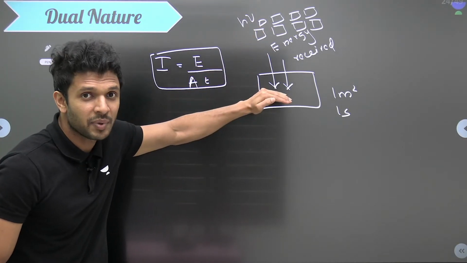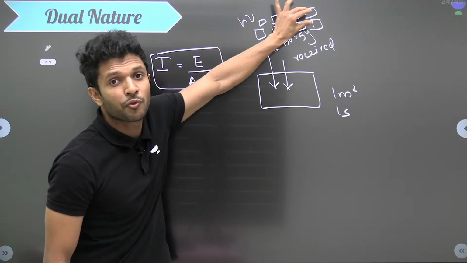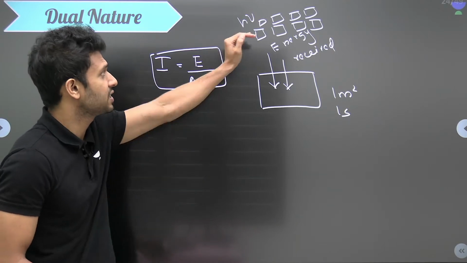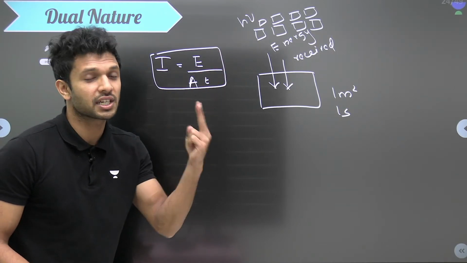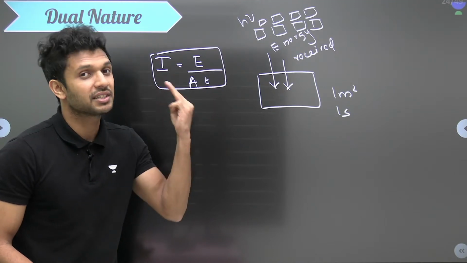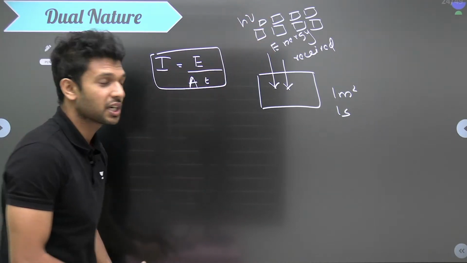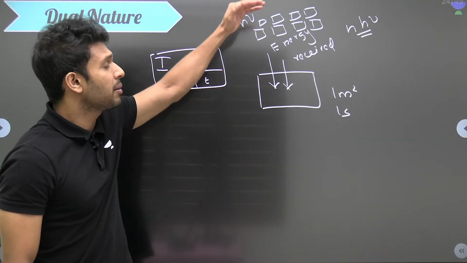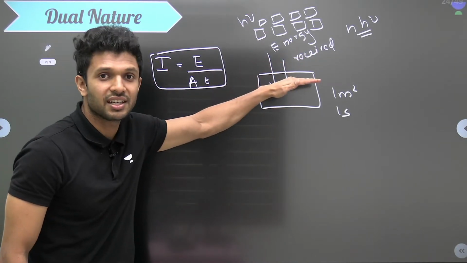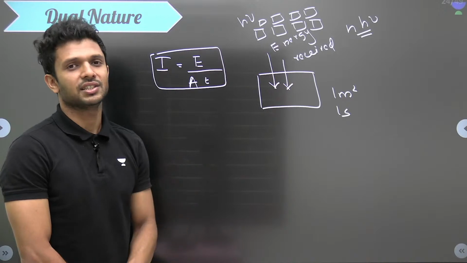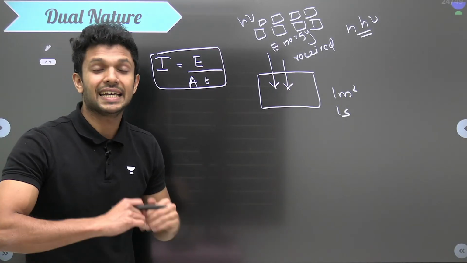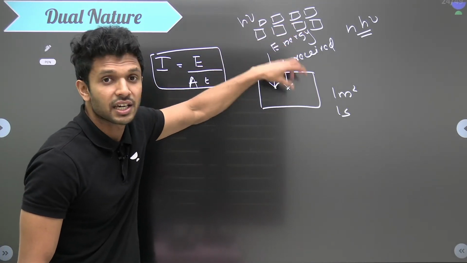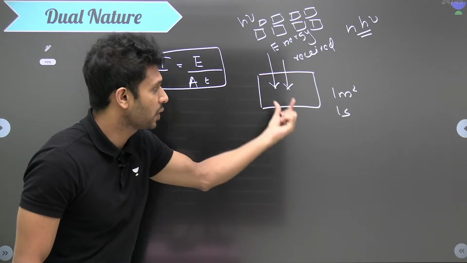Intensity will only increase if the number of photons received by this area increases, because each photon has an energy of h nu. If 2 photons come, 2 times h nu. If 3 photons come, 3 times h nu. If n photons are coming, the energy received will be n times h nu. So the more photons come to this area, the more will be the intensity of light, which means the intensity of light is directly proportional to the number of photons passing through an area of 1 meter square in 1 second.